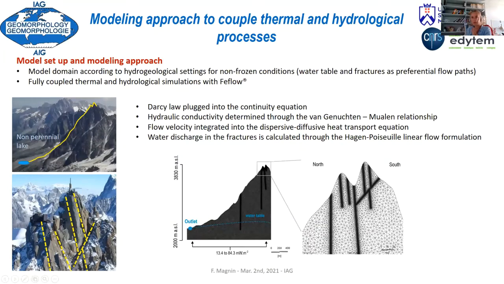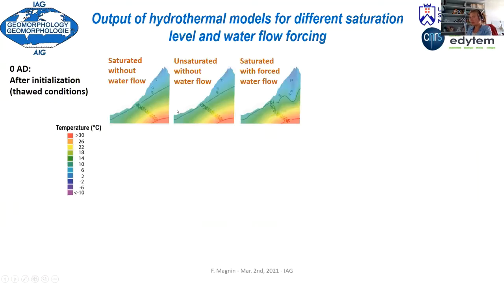We didn't try to be realistic with the fractures, not in terms of aperture or density, but we just tried to draw a few fractures that will represent the preferential flow path for water. And then we simulate heat and water transport using the Darcy law. Then we run the simulation for various case studies. One is saturated without water flow, and this is what we were doing until now. A second one is unsaturated without water flow.